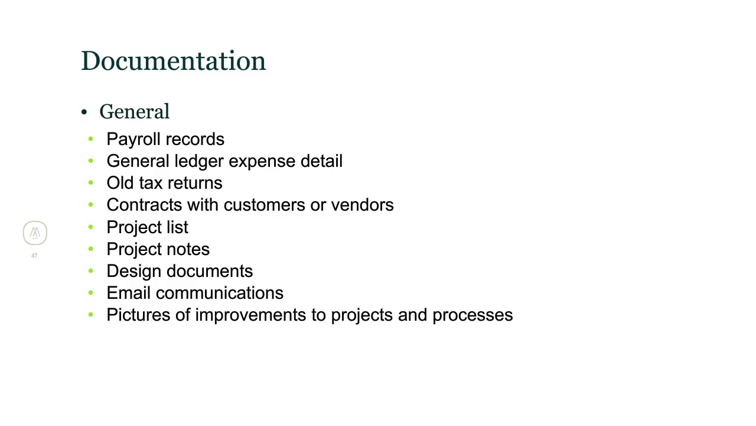So, examples of documentation. These are some very general examples. I'm going to start with these general examples, and then we'll get into more specifics based on your industry. The first set of items I have listed here are probably items you don't think of when you think about documenting R&D credits. You should have your payroll records, so the W-2s that you have for employees, and the general ledger expense detail. That means the cost that you're paying to vendors. It should show the amount that you paid them, the date that you paid them, their name, and any other description in your general ledger that would be helpful.